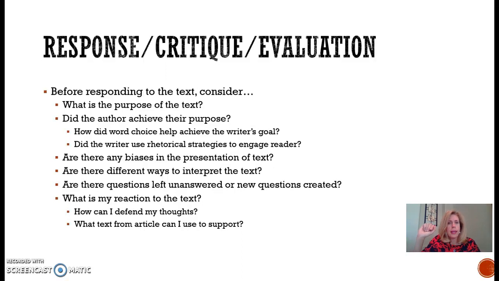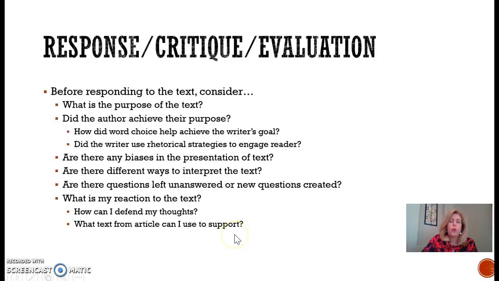You also want to think about if there's other ways to interpret the text. Sometimes tone can get lost in writing, and so you want to think about what might the tone have been, and is there another way to consider what they might have meant? Were you left with an impression? Did you have any questions after you read something? Did it lead you to have more questions, or to think about looking up history on that author, or looking up other things that they mentioned?